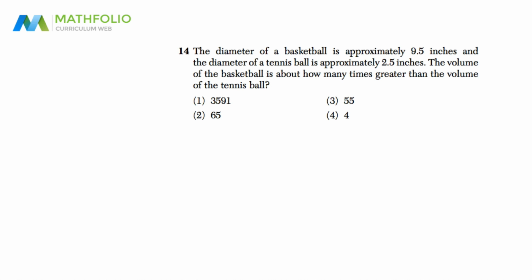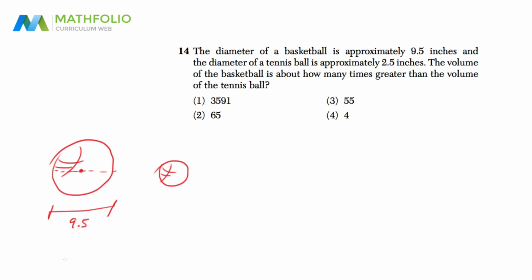Okay, question 14. Here we are talking about a basketball and also a tennis ball. So if I draw it, here's the basketball, spherical, and here's the tennis ball, still spherical. Now in the first one we're told the diameter of the basketball, which is from one side all the way to the other through the center. The diameter of this thing is 9.5. So therefore the radius would be half that. So 9.5 divided by 2 is going to be 4.75. And the tennis ball diameter is 2.5.